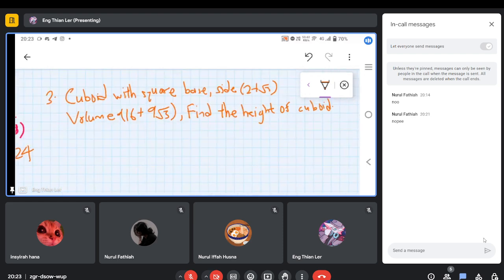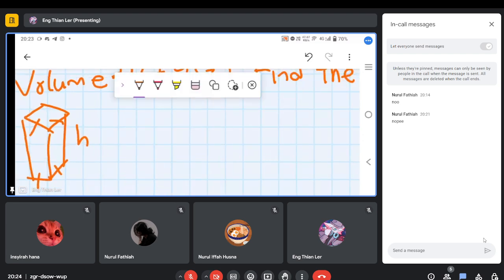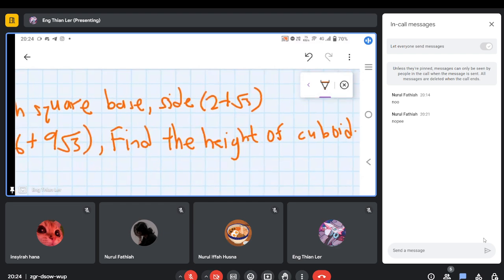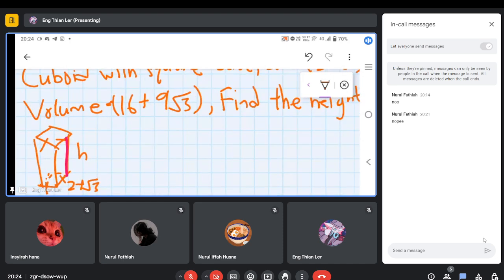So now let's draw a cuboid. I will draw a cuboid right here. It's a rectangular shape with a square base, which means this side and this side are the same. We need to find the height right here. This is the height we want to find. And it said that the length of each side is 2 plus root 3. So this is 2 plus root 3. This will also be 2 plus root 3 because it's a square base, so it will be the same.